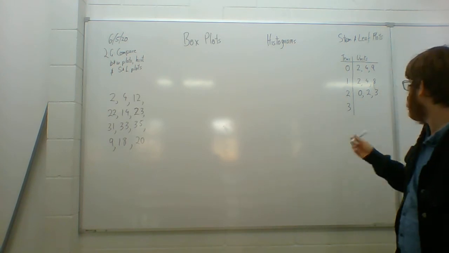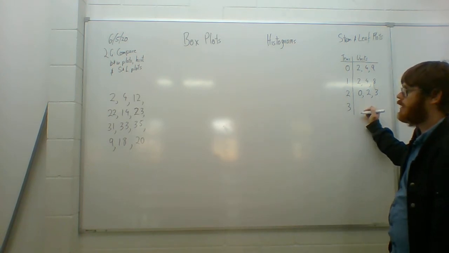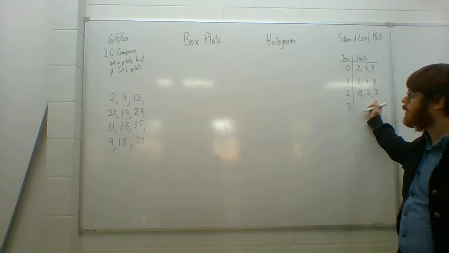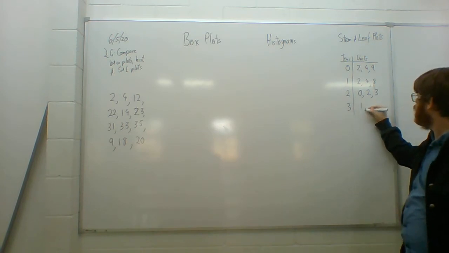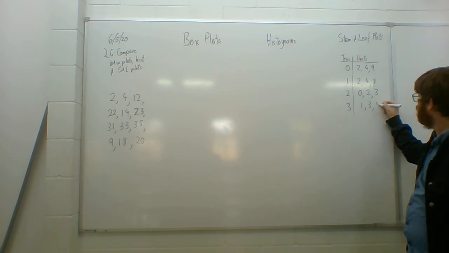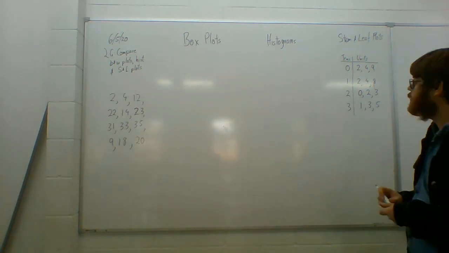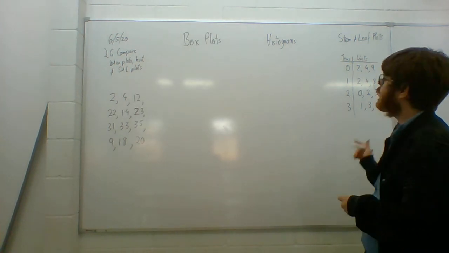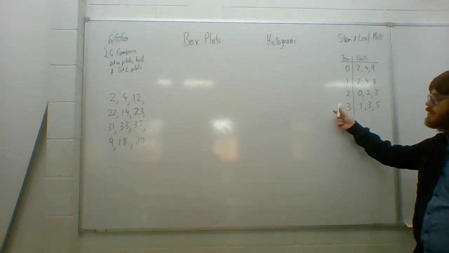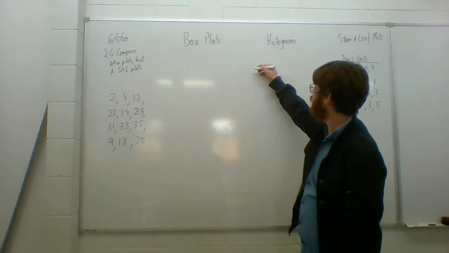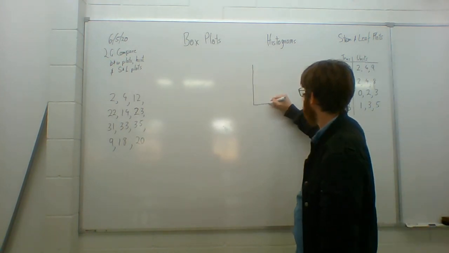And the ones that have 3 in the tens column are 31, 33, and 35. That actually worked out to be perfectly even, which is not what I intended, but we'll deal with it. Okay, so that is a stem and leaf plot.